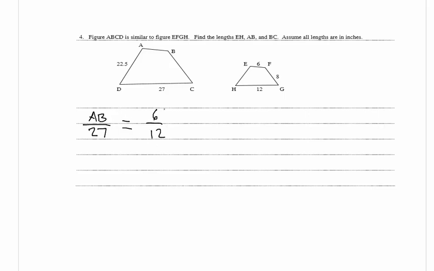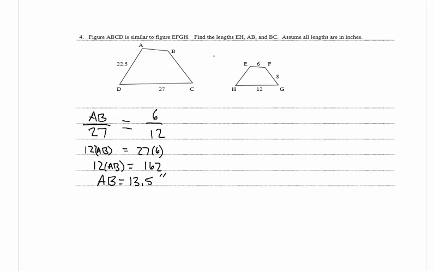So we have our proportions set up, and now we can cross multiply. So 12AB is equal to 27 times 6, and 27 times 6 is equal to 162. So we have 12AB is equal to 162. And now we're going to divide by 12, and we get 13.5. So AB is equal to 13.5 inches.